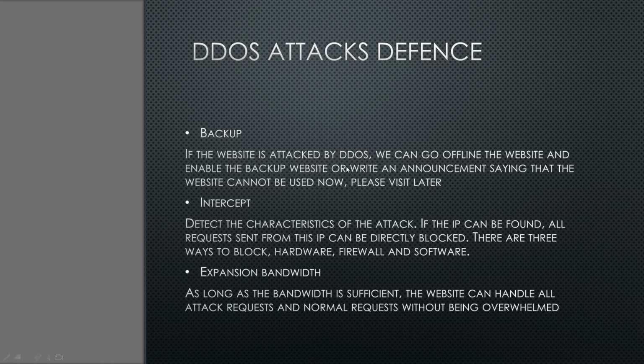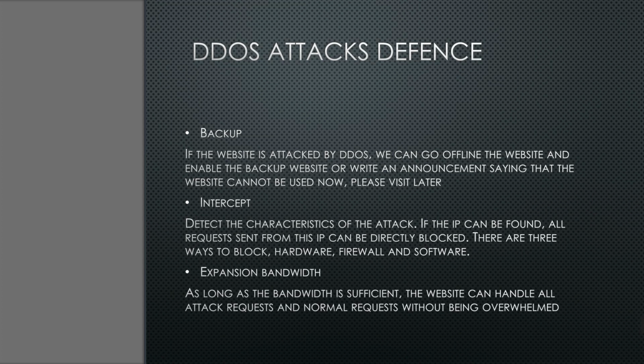We can detect the characteristics of the attack. If the hacker's IP can be found, all the requests sent from that IP can be directly blocked. And there are three ways to block them: hardware, firewall, and software. Hardware is the most efficient way to block, but it also costs the most. If you are not so rich, just use firewall and software.